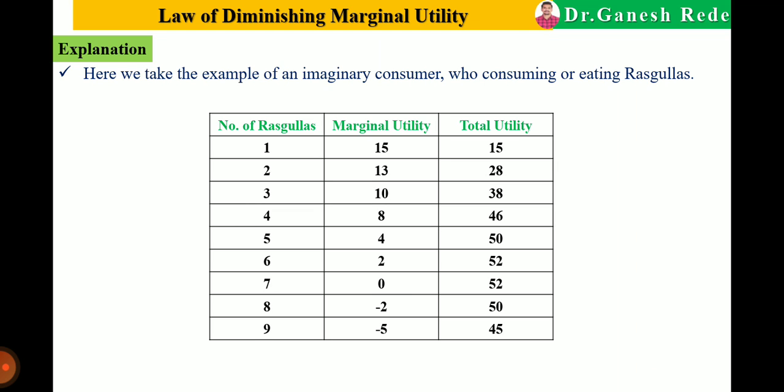So the 8th and 9th rasgulla are the point of negative utility, meaning if he eats the 8th and 9th rasgulla, it will cause dissatisfaction to that consumer, so that is the negative utility. So this is the example for the law of diminishing marginal utility.